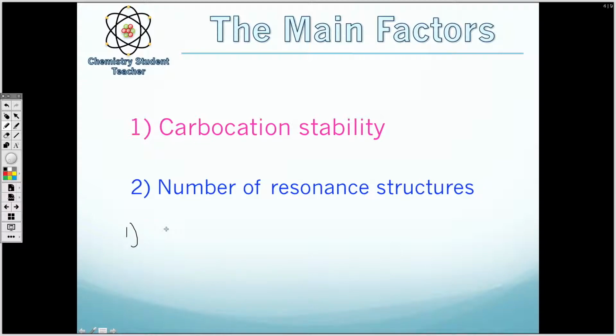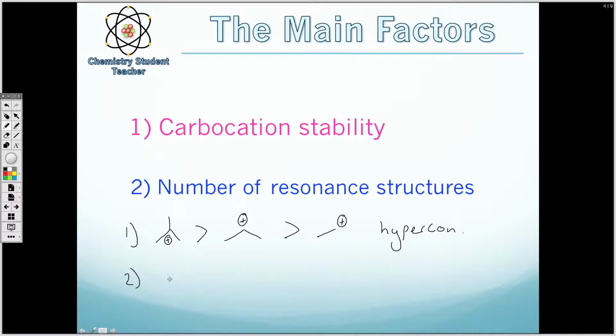Just as a quick reminder, we must remember that a tertiary carbocation is more stable than a secondary carbocation, which is more stable than a primary carbocation. Why? This is due to hyperconjugation. Please read up about that if you're not familiar.